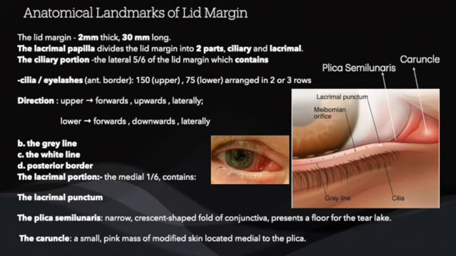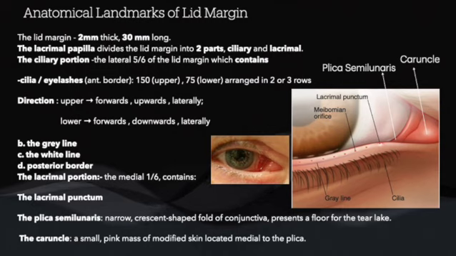This ciliary portion consists of cilia, or eyelashes, in the anterior border. Usually, the upper eyelid has more lashes compared to the lower eyelid, and these lashes are located in 2 to 3 rows. The direction in which these eyelashes face in the upper eyelid is forwards, upwards, and laterally. In the lower eyelid, it is forwards, downwards, and laterally.